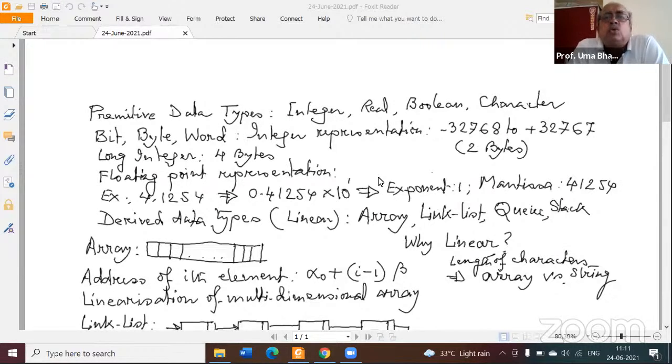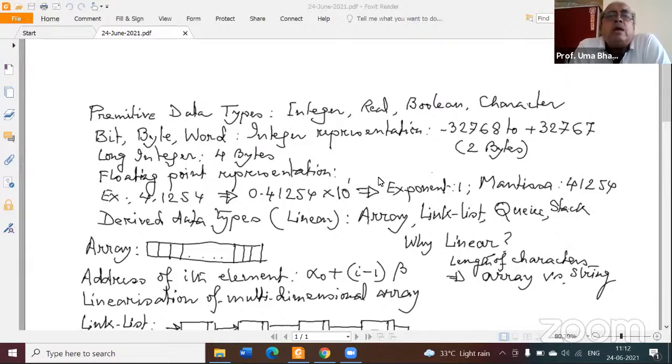Integer is generally stored in 2 bytes. 2 bytes means 16 bits, and 1 bit is reserved for the sign. So basically 15 bits are available. So what is the maximum size of an integer a computer can store? What is the range of values that 15 bits can accommodate? 2 to the power 15 minus 1.